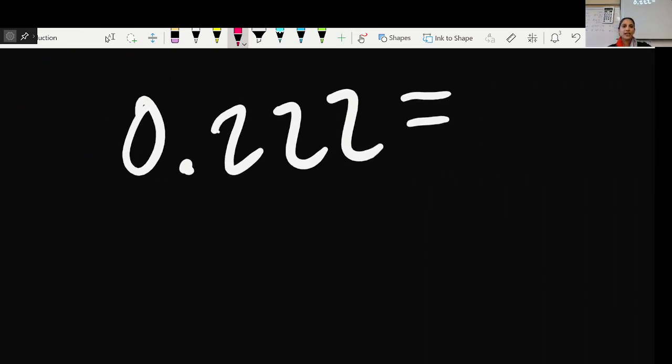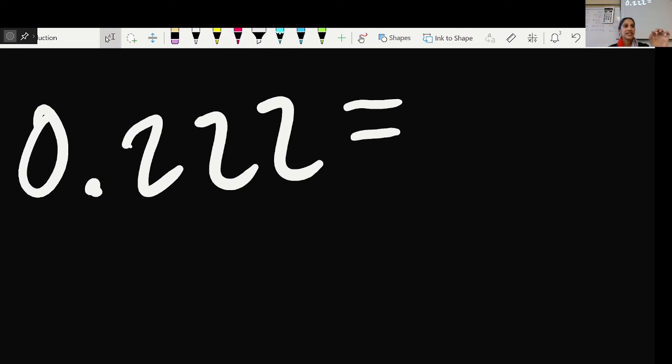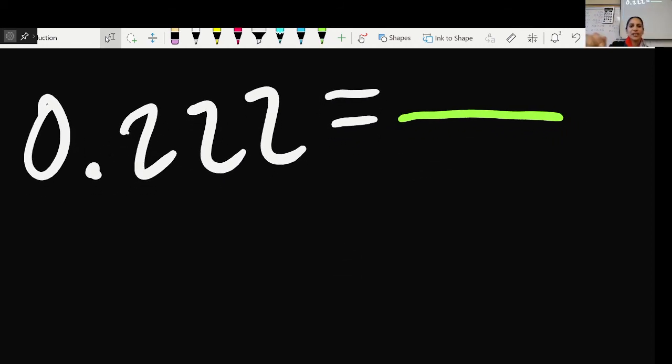Let's try another one. What if we have something like this and we want to convert this into a fraction? So when we go to pick our denominator, what should the denominator be?